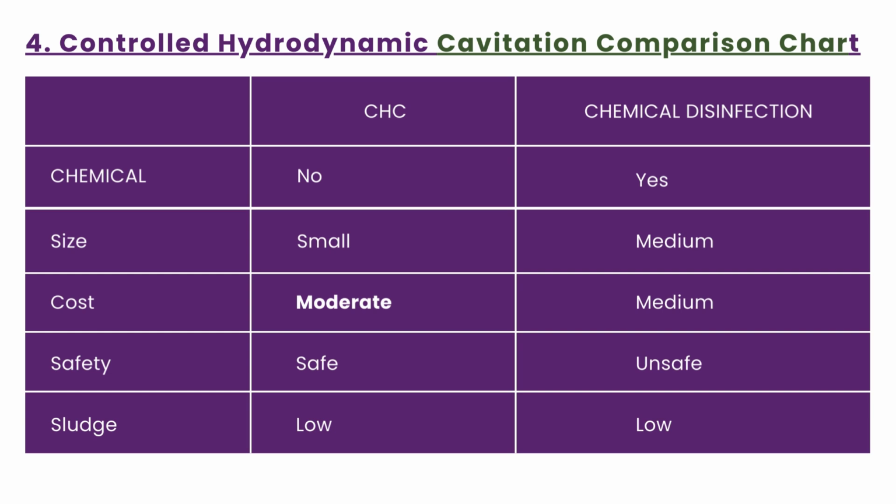No, but we are using it in chemical disinfection. Size is small, chemical disinfection is medium, cost is moderate, and there it is medium. Safety, this is absolutely safe. Chemical disinfection, you don't know, sometimes it is not very safe. Sludge produced is low, and here in both the cases it is low. So this is the comparison given for a person to understand what the differences are between controlled hydrodynamic cavitation and chemical disinfection.